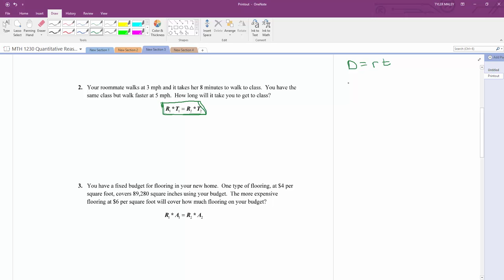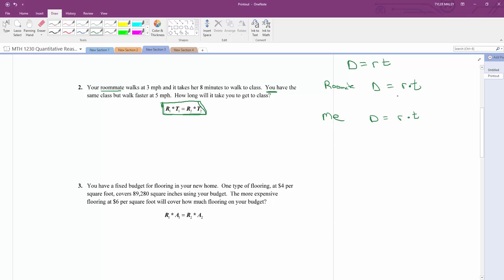One thing we want to keep in mind is that if we have two people, in the problem it talks about a roommate and ourselves. So we have the roommate and us, I'll just put me. The roommate would have one equation, distance equals rate times time. And we would have our own equation, distance equals rate times time.